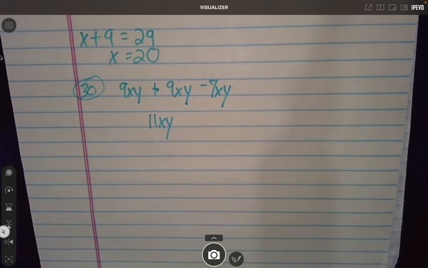Okay, let's see. Any questions on that whole page? I know it's not the first page, it's your third. So we're good. Okay.